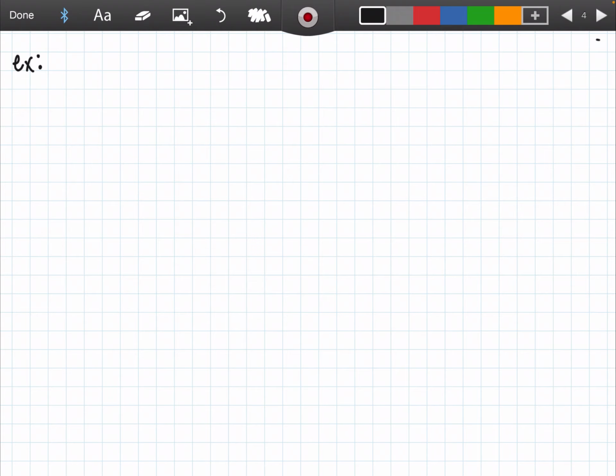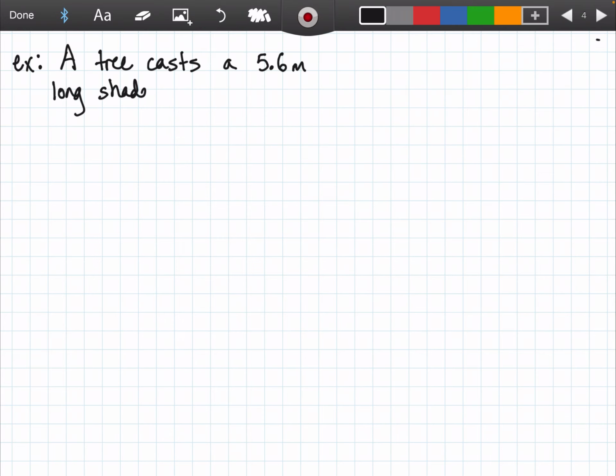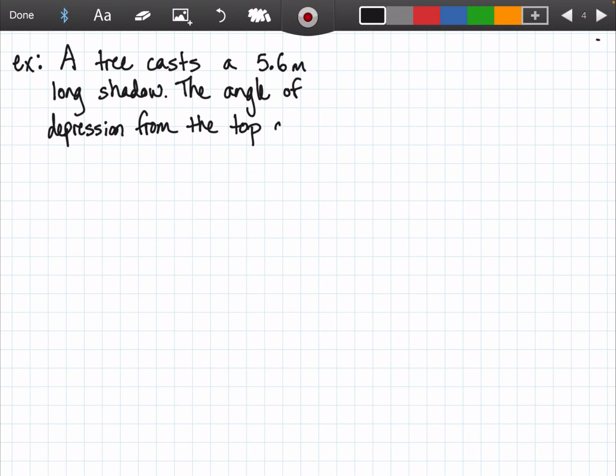The last thing I want to go over is just a word problem with you. So, let's see. A tree casts a 5.6 meter long shadow. The angle of depression from the top of the tree is 42 degrees. How tall is the tree?